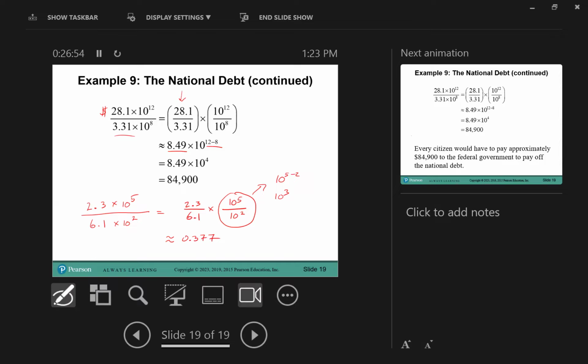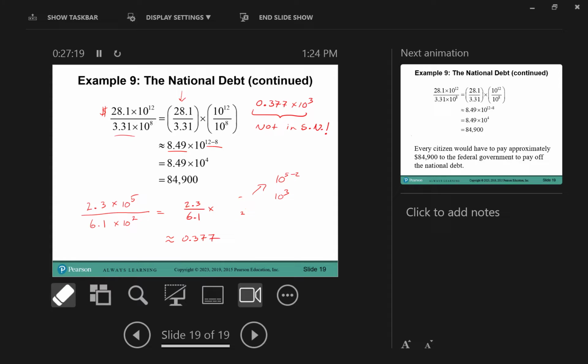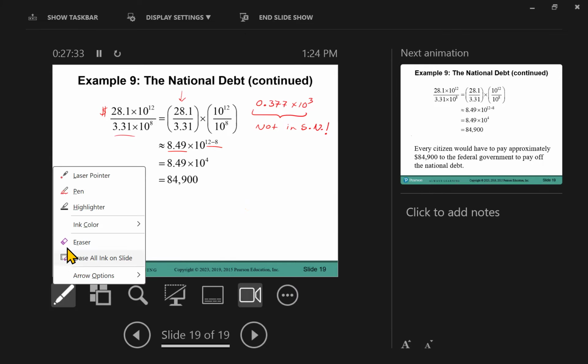So in the end, the number that I have is, and I'll write it up here because I'm going to clear my screen, 0.377 times 10 to the third, which is again not in scientific notation. Because it starts with a 0, right? In order to get it into scientific notation, I have to do a couple of things. Let me clear up some space here. If you needed that work, rewind it 5 seconds and pause it. But I need the space, so it's gone. So now again, I'm not in scientific notation. I want to be, right?